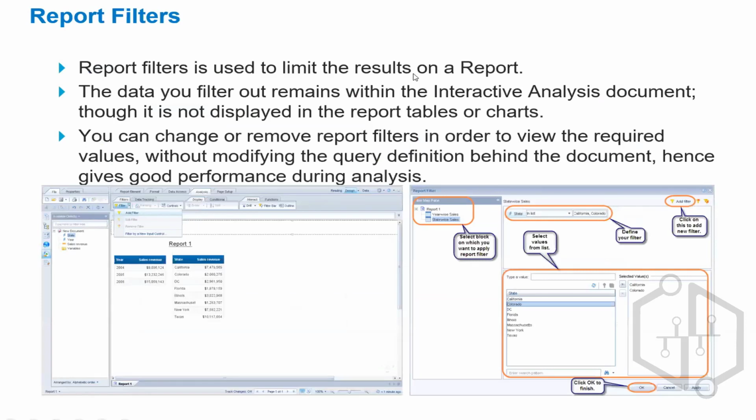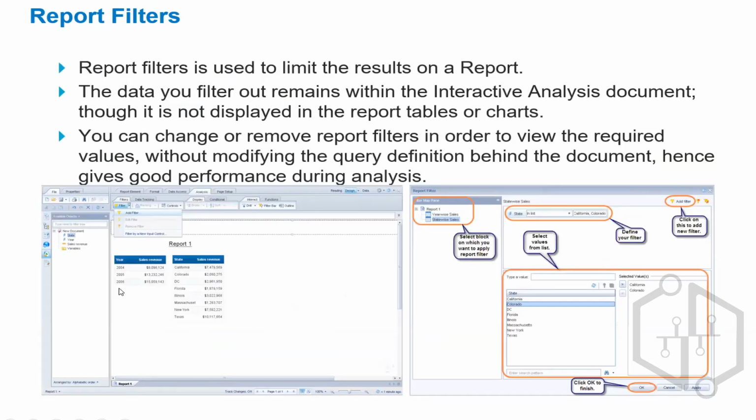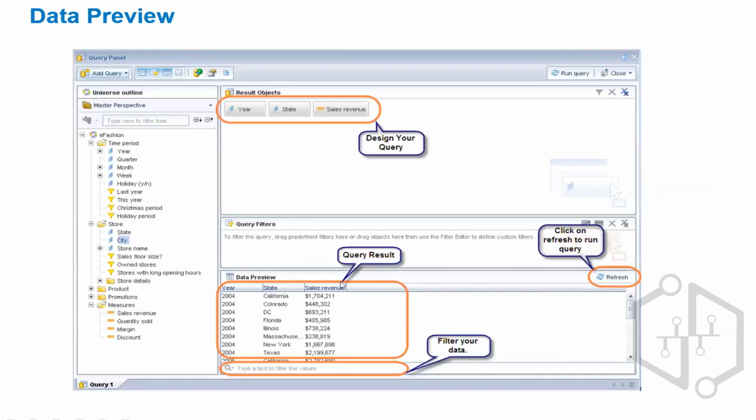Report filters are used to limit the results on a report. As we apply some filters there, here they have applied only the years 2004, 2005, and 2006 in the query panel. That's why we are getting this output data. It will limit the data. This is all about whatever we put in the query filters. It is called a document filter. Document filter means it is for the total report; we call that a document.